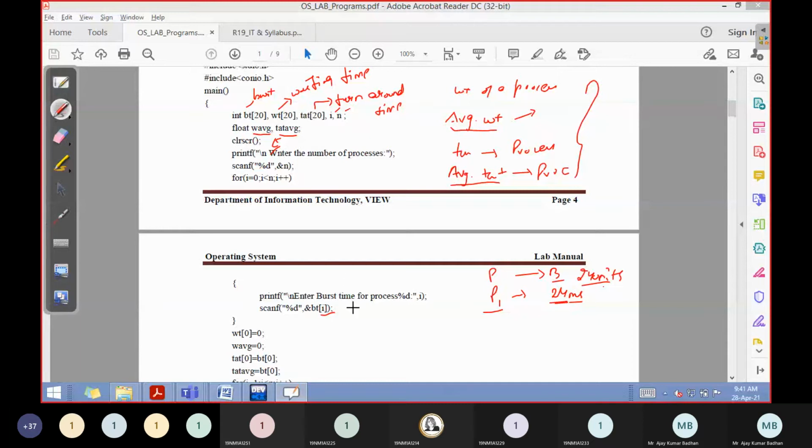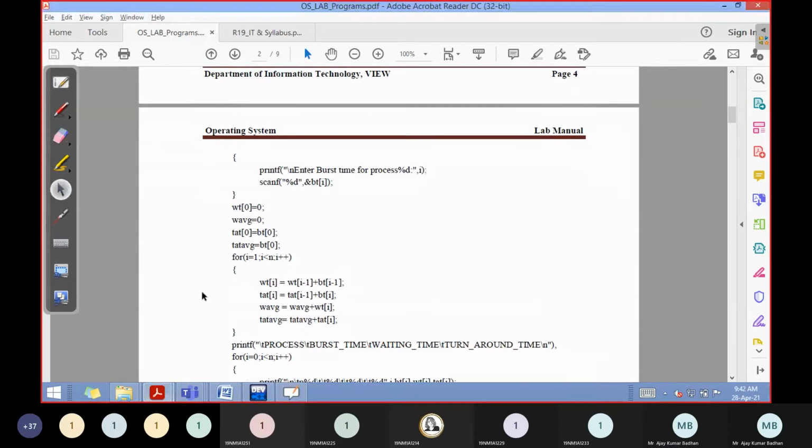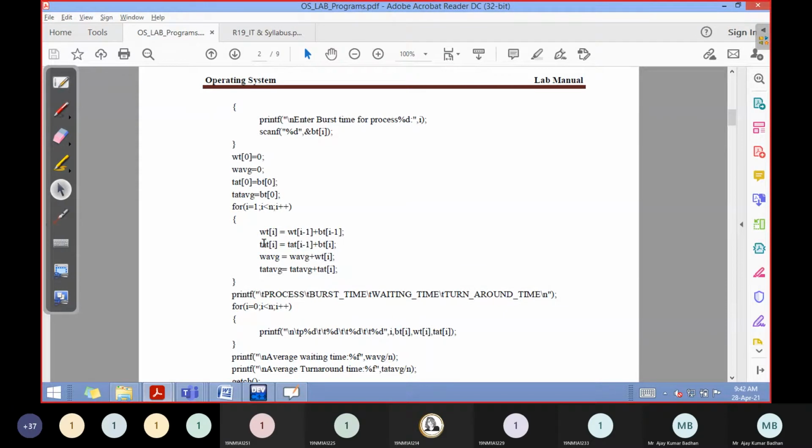So for every process I'm going to take the burst time. Initially the waiting time will be 0, average waiting time will be 0, turnaround time and average turnaround time I'm giving as 0, because we did not execute anything. Next we will be calculating the waiting and turnaround time here. Simply for i equal to 1, i less than n, i plus plus, we'll be performing the waiting and turnaround time and the average waiting and average turnaround time.